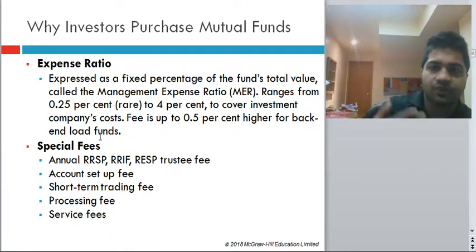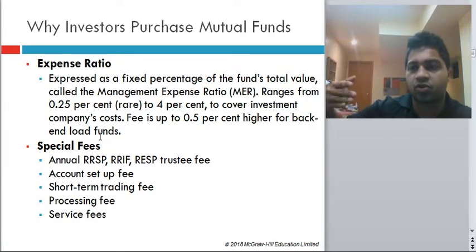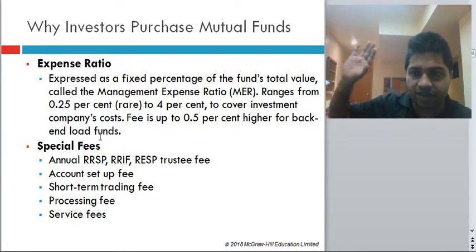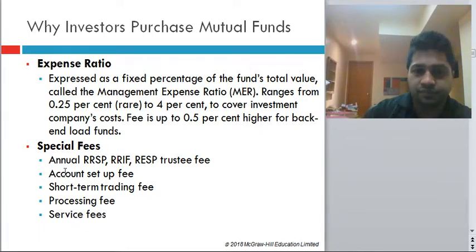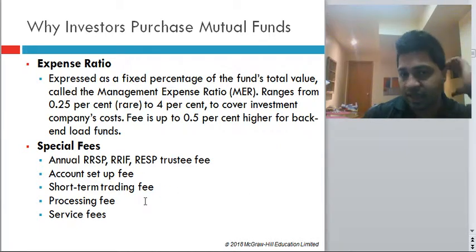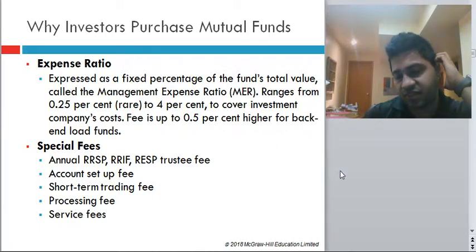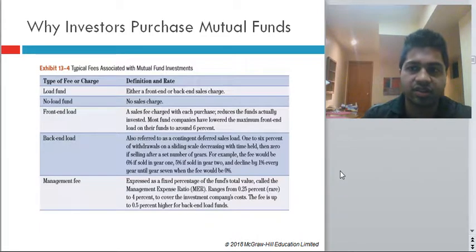It ranges from, as the book says, 0.25 to 4%, but there are certain new funds coming in that are lowering the cost even further. Special fees: you have to pay RRSP charges, RRIF charges, and RESP trust fees if you are adding those mutual funds in those accounts, as well as account setup fees, short-term trading fees, processing fees, service fees, etc. These are add-ons to the three major fees.